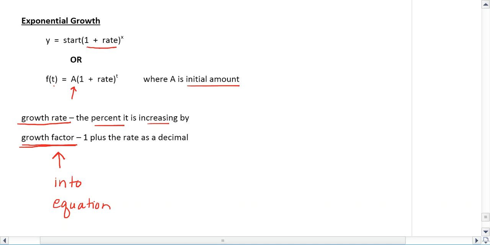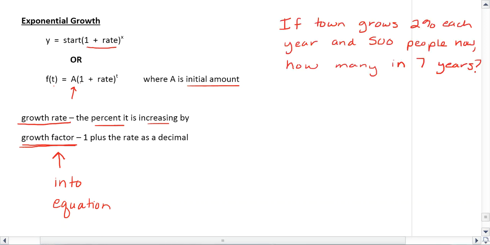I'd like to look at kind of a silly example here to help explain that to you. Because you could be wondering, what is the deal with this 1 here? And I want that 1 to make more sense to you. So let's look at my silly example. If there's a town that grows by 2% each year, and right now there's 500 people that live there, how many will live there in 7 years?